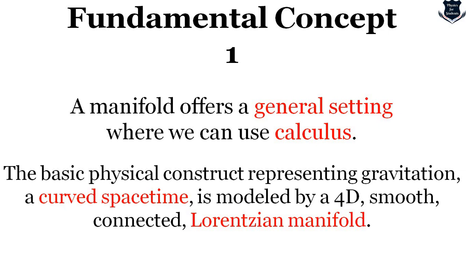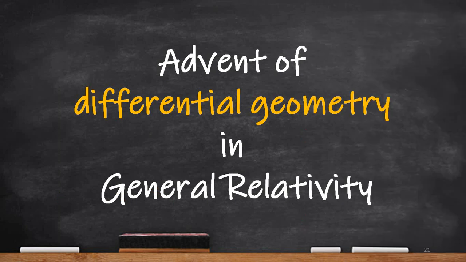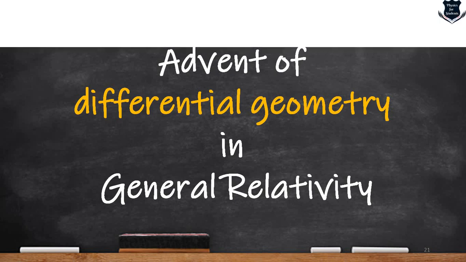So take number 1: a manifold is a general setting where we can use calculus, and the basic physical structure representing gravitation needs to be modeled in a smooth connected Lorentzian manifold. Right. Now we see that Riemann almost changed the entire understanding of geometry, and this is the time when differential geometry actually started taking shape. That is why we call it the advent of differential geometry in general relativity.